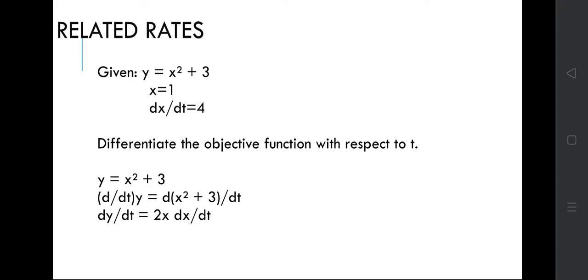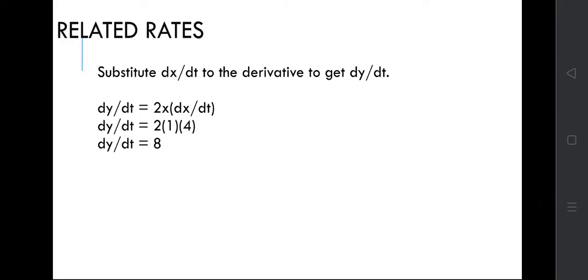Ito na yung equation natin, yung y is equal to x squared plus 3. Ang kailangan na natin dito ay i-differentiate yung objective function with respect to t. So, let's apply the derivative. We'll now have d over dt of y is equal to d of x squared plus 3 all over dt. So, the derivative of y with respect to t, kapag in-apply na natin yung derivatives, is equal to 2x multiplied by the derivative of x with respect to t. Substitute dx over dt to get dy over dt.